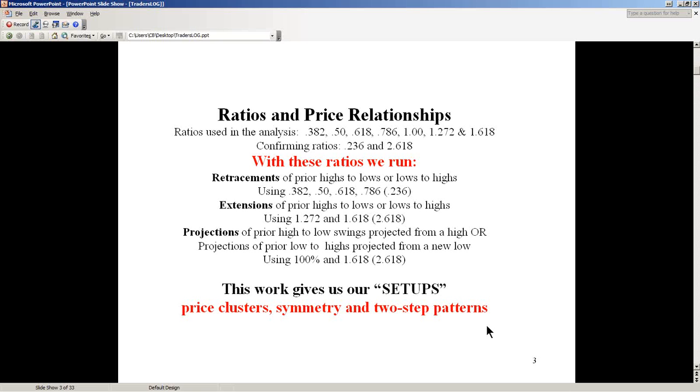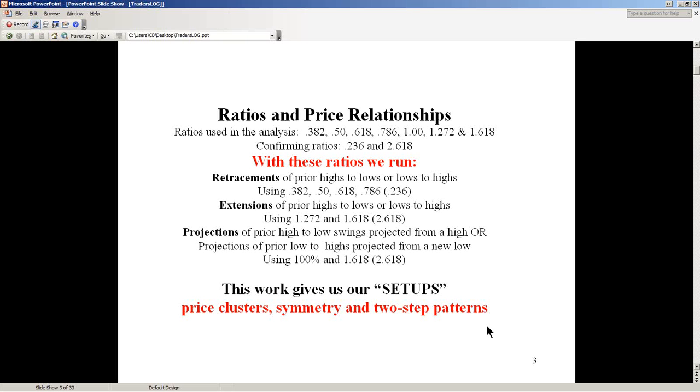As far as price extensions, they are essentially retracements beyond 100%. This is also where I'm measuring a prior high to low or low to high and then using the ratios of 1.272 and 1.618 for possible support or resistance. And then the last type of price relationship I use are price projections. This is calculated from 3 points on any chart. It's where I would be projecting a prior high to low swing and projecting from a new high. That would be the 3rd point. Or projecting a prior low to high swing and then projecting from a new low. And for those, I mostly use 100%, and occasionally I will use 1.618.